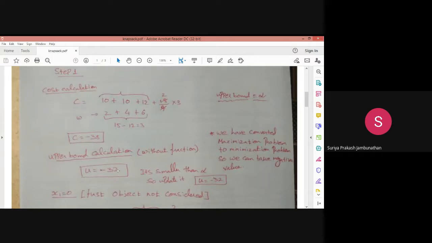We have to check whether the upper bound we got is less than infinity. Yes, it is less than infinity, so we update the upper bound value as minus 32 now.